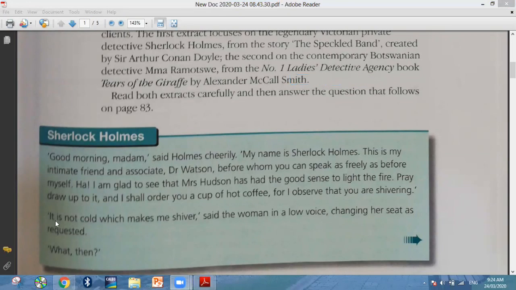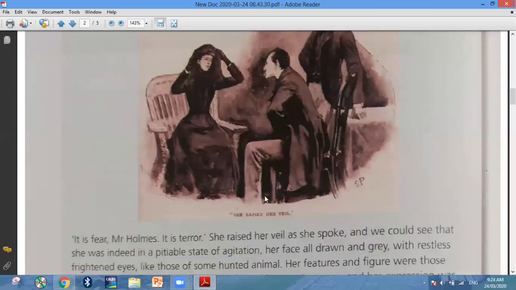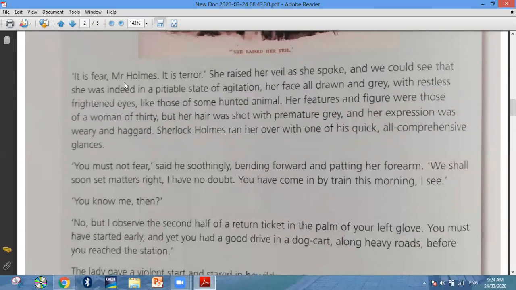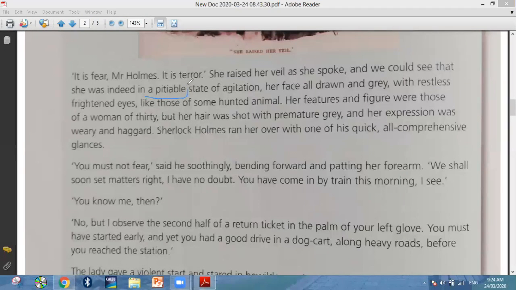"For I observe that you are shivering." "It's not cold that makes me shiver," said the woman in a low voice, changing her seat as requested. "What then?" "It's fear, Mr. Holmes. It's terror." She raised her veil as she spoke, and we could see that she was indeed in a pitiable state of agitation. So, what does it mean, in a pitiable state of agitation?